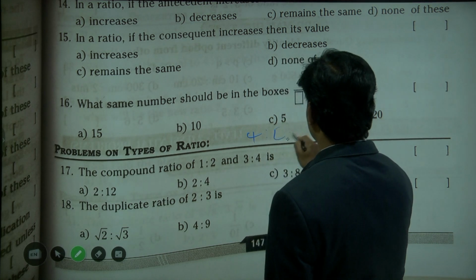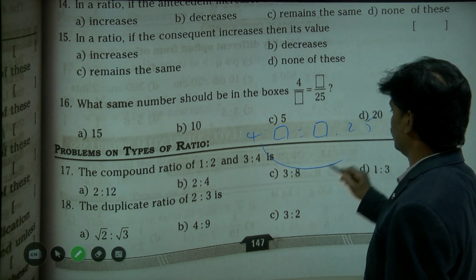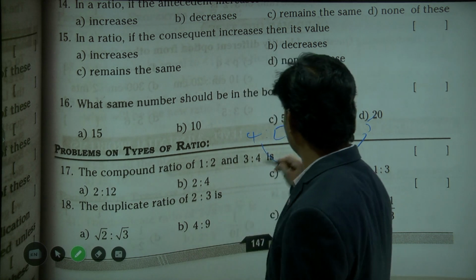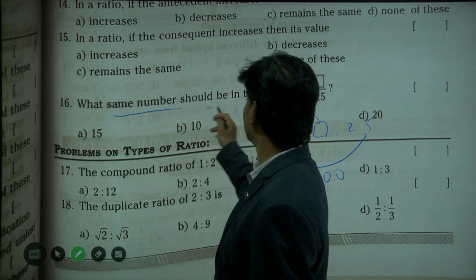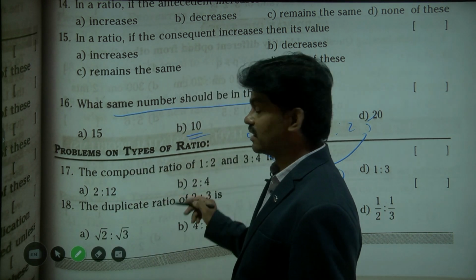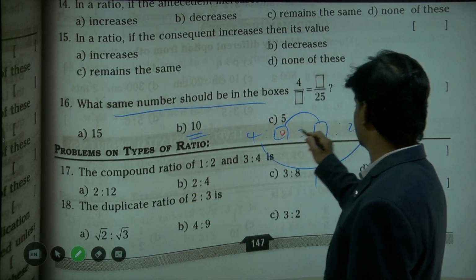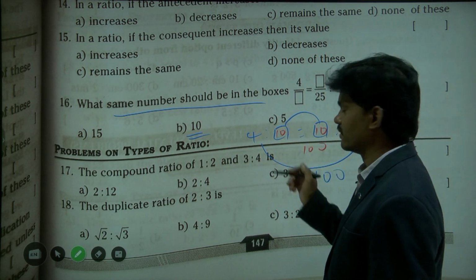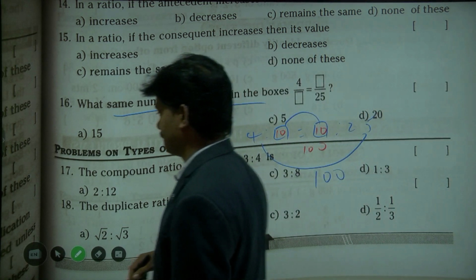4 is to some number. So 4 twenty-fives are 100. Here we want the same number. Suppose if I take 15, the same number should be in the boxes. 15 fifteens are 225, no. 10 tens are 100. So the answer is 10. 10 tens are 100. Suppose if I take 5, 5 fives are 25. If I take 20, 20 twenties are 400. Okay. Hope you understand the question. Please check.